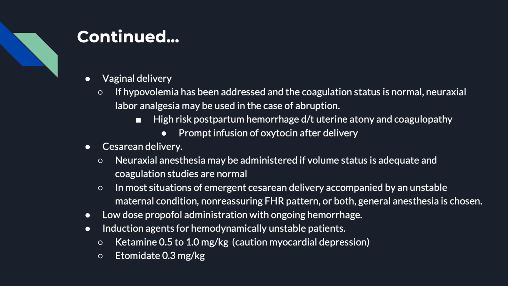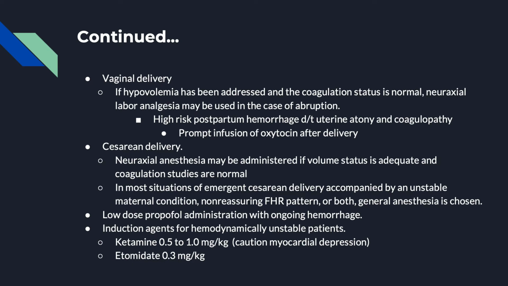These patients are at high risk for postpartum hemorrhage from uterine atony and coagulopathy, so oxytocin should be administered as soon as possible after birth. Replacement of red blood cells and coagulation factors should be done as indicated by lab results. To reduce the risk of developing coagulopathy, aggressive monitoring and early replacement of coagulation factors, particularly fibrinogen, is indicated.